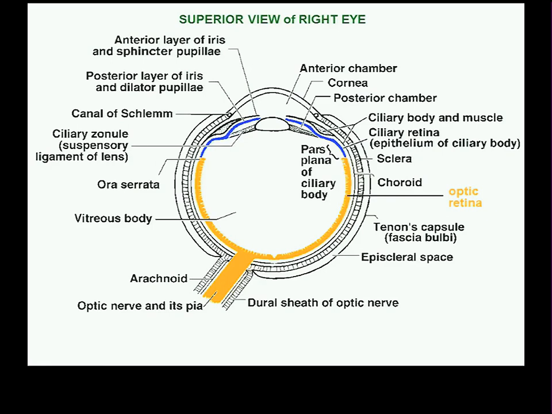The optic nerve comes in on the medial side, so it's medial to what would be called the posterior pole of the eyeball. Here the cornea would be the anterior pole of the eyeball.